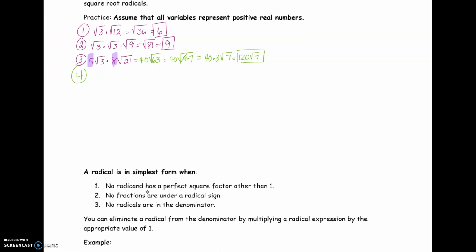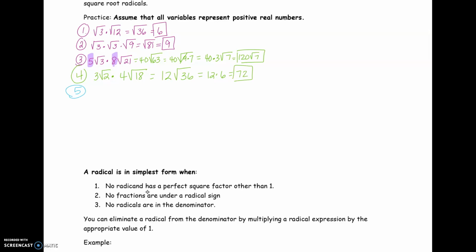All right, let's go to the next one. 3 times the square root of 2 times 4 times the square root of 18. We're going to do what's on the outside, and 3 times 4 is 12. We're going to do the radicals. 2 times 18 is 36. 36 is a perfect square. It's 6, so we get 12 times 6 is 72.